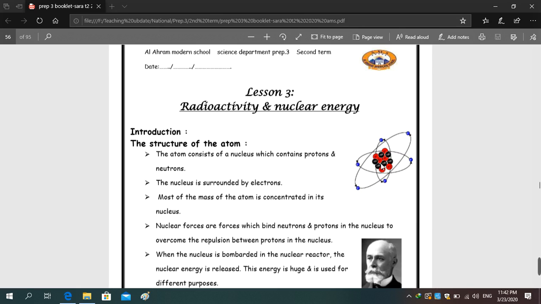The positive protons and neutral neutrons concentrated in the nucleus have a large mass and are considered the mass number of the atom. Surrounding the nucleus, the electrons, which carry a negative charge, revolve around the nucleus. This is the structure of any atom.